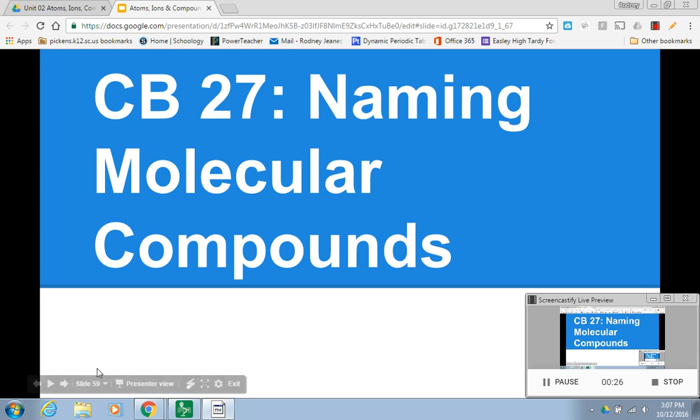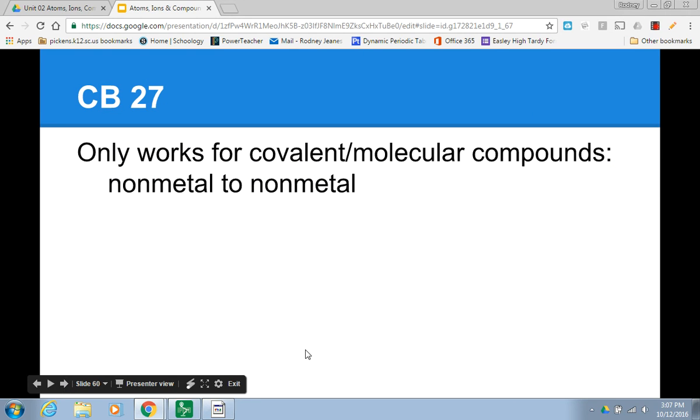Now, we need to understand that when we name molecular compounds, this only works for molecular compounds. Molecular compounds are compounds that are covalently bonded together. So, like I put there, covalent / molecular compounds. Now, remember, when you have a molecular compound, that means you have two nonmetals, nonmetal to nonmetal. Again, where are the nonmetals located? They're located on the right-hand side of the periodic table, to the right-hand side of that stair-step jagged line that we take a look at in class. And so when you have two nonmetals bonded together, you have a molecular compound.